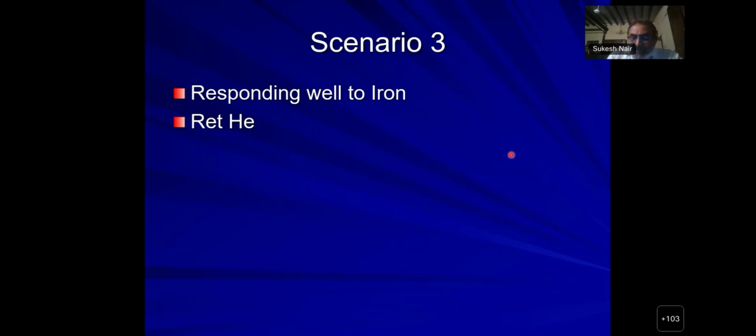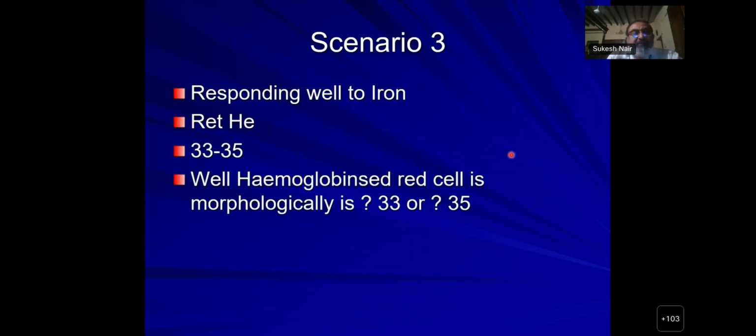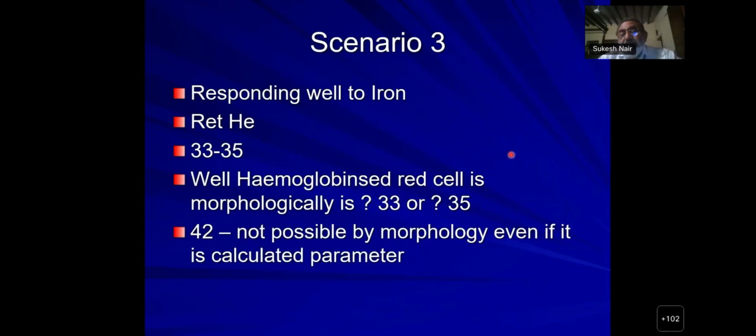So we know that RET-HE, the reference range is 33 to 35. And then when I looked at the RET-HE value in this lady, because I know it's well hemoglobinized, it's not possible by morphology, even if it is a calculated parameter. So I called her husband and I said, whatever red cell she's producing is phenomenal. It is taking up iron like crazy. Do you really want 2 packed cells?